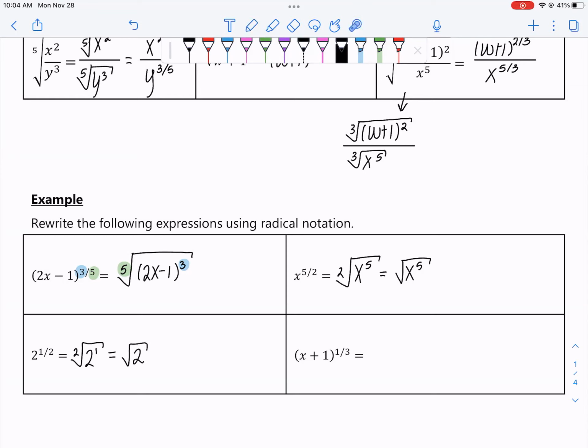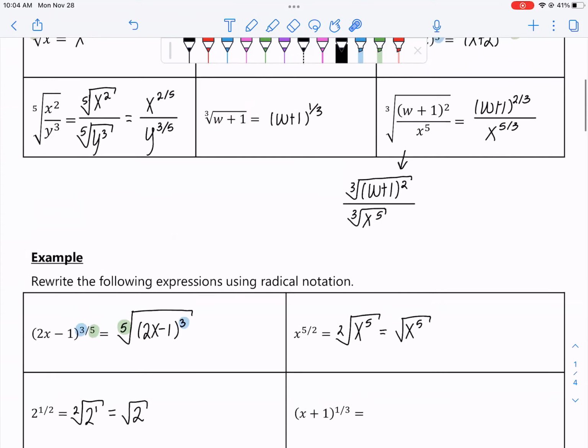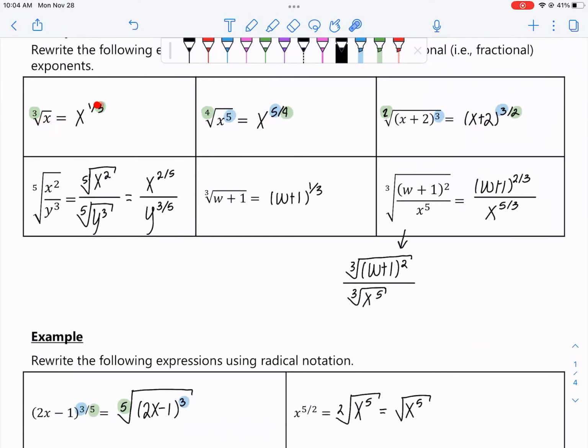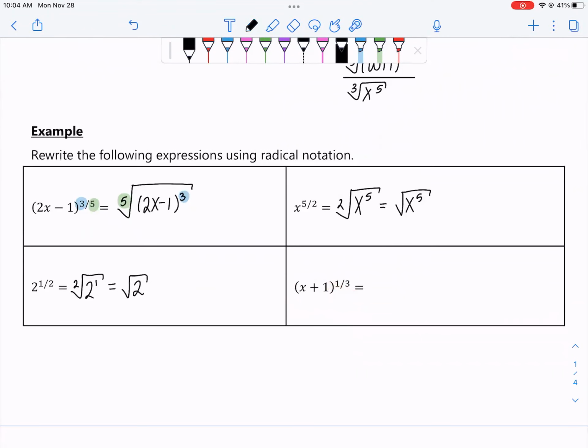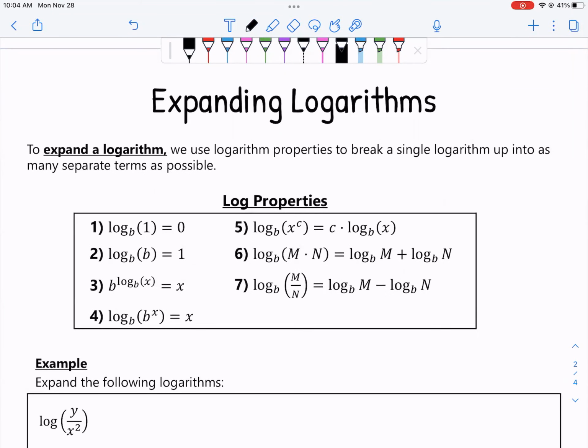Anytime you see a 1 in the numerator of an exponent, it just means you're taking a radical of it, right? So like here, we ended up with a 1 because there was no power on the inside. We had a 1. So this is going to be the cubed root of x plus 1. The whole thing is raised to the first power. That means it's just x plus 1. All right, so that's rational exponents for you. That's going to come in handy here as we talk about expanding logarithms.